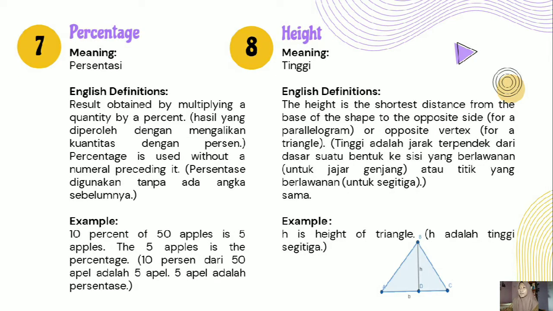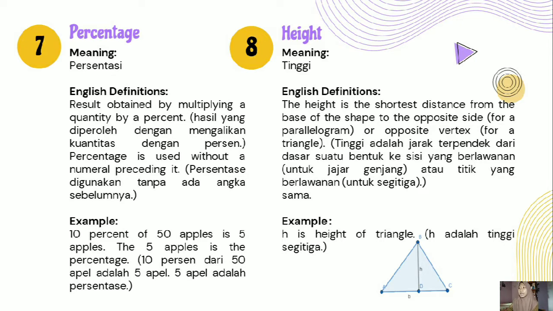Number 7, percentage. Meaning in Indonesian language is persentase. English definition: result obtained by multiplying a quantity by a percent. Percentage is used without a numeral preceding it. Example: 10% of 50 apples is 5 apples. The 5 apples is the percentage.